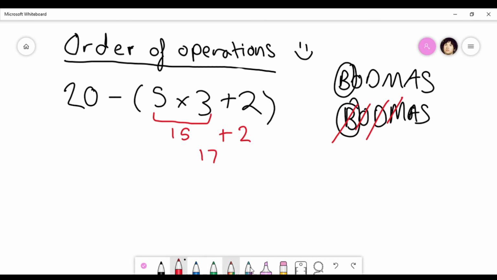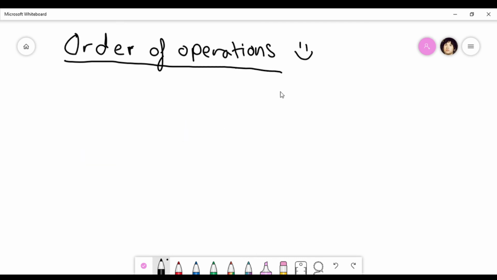Okay, so now we've done the brackets bit, and we can cross that off. And we don't have any addition or subtraction in the brackets. We don't have any others. We haven't got division or multiplication or addition, so all that's left is to subtract 17 from 20. So 20, take away 17, gives you 3.